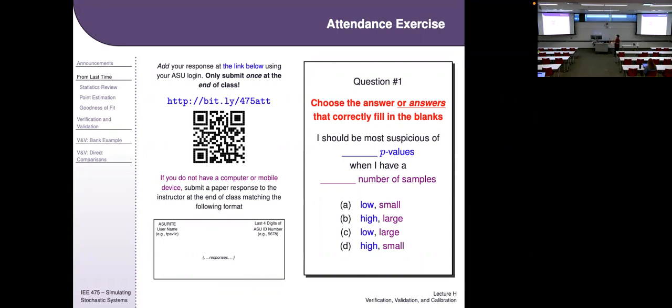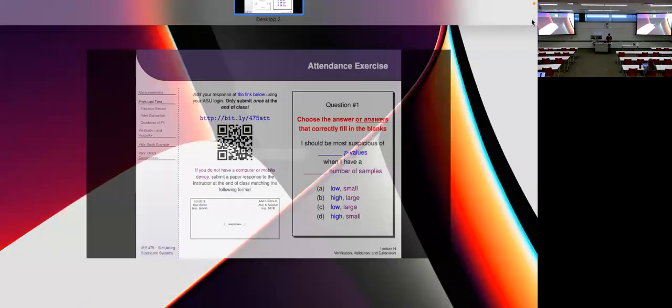All right, so quick attendance exercise here. This is pivoting off of where we left last time. I've got these two blanks here, which are filled in by A, B, C, or D. I should be most suspicious of blank p-values when I have blank number of samples. There could be multiple answers here. So go ahead and submit either A, B, C, or D, or a combination of those, like A and B or C and D, and then we can see what we remember from last time. I'll put the attendance exercise in the chat as well.